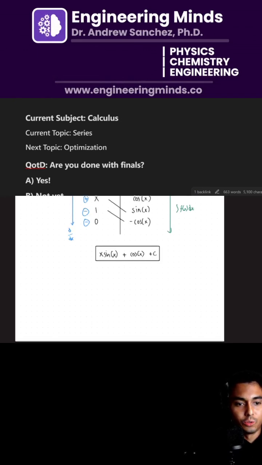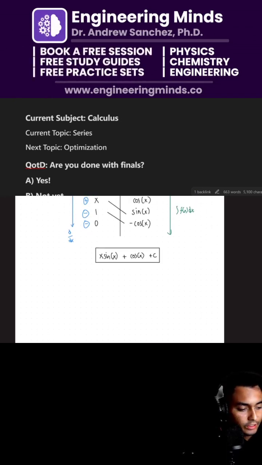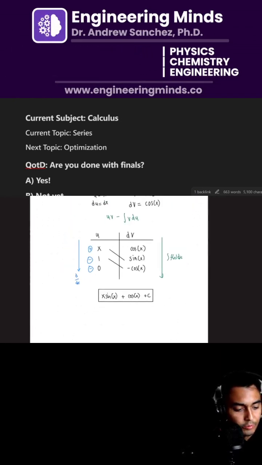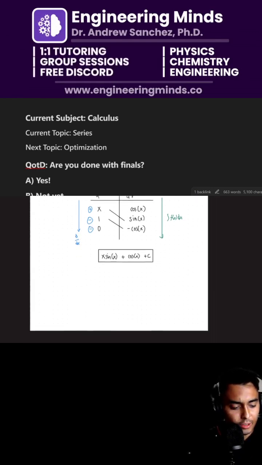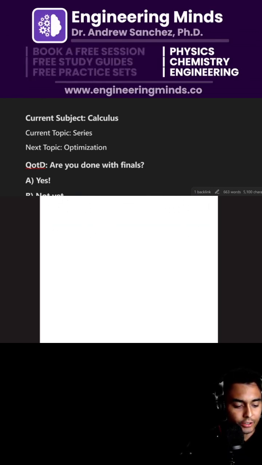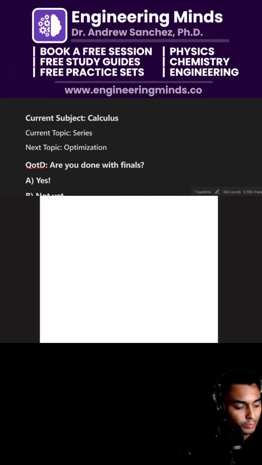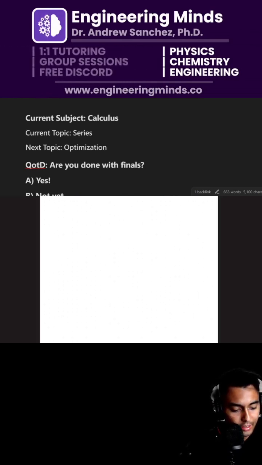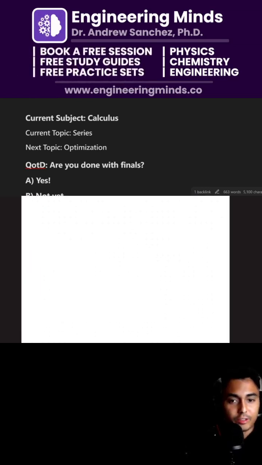Tic-tac-toe method is so cool. Oh yeah, definitely tell your professor about it. Your professor is not going to call it the tic-tac-toe method. Your professor is going to call it tabular integration. The formal term is tabular integration, but I call it tic-tac-toe, made famous by the movie Stand and Deliver.